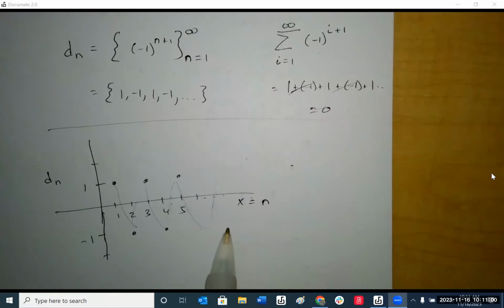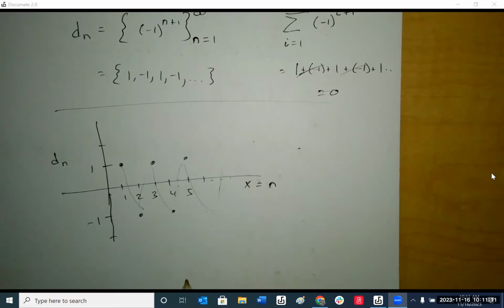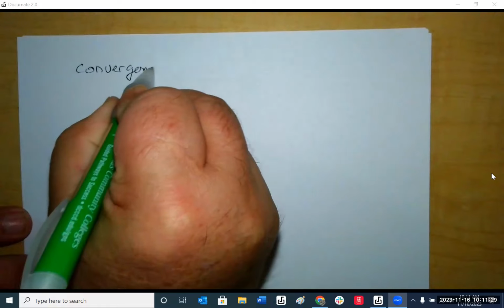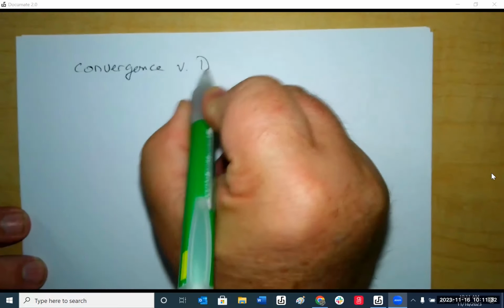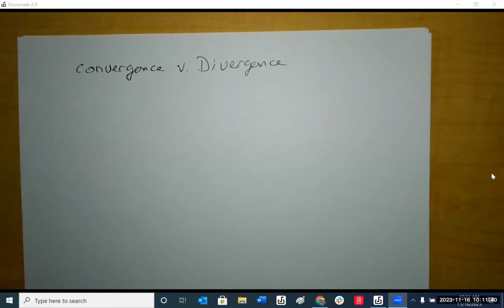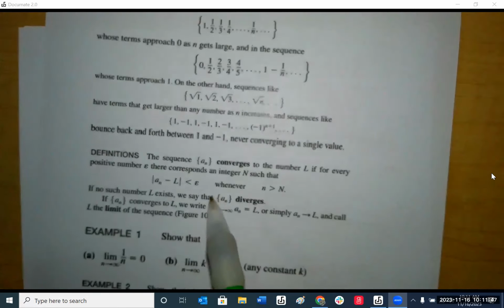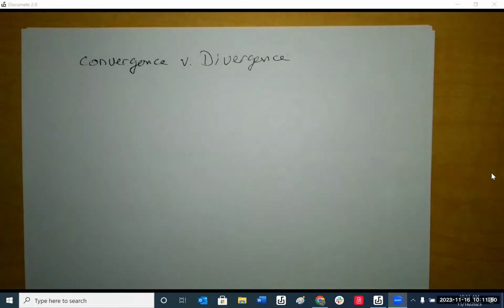These graphs are going to be interesting to us because they tell us whether we are converging or diverging, depending on what's happening with the graph. All right, so that's what we're looking at there. As I said, it tells us whether it's converging or diverging. Now, what's the difference? Let's talk about convergence versus divergence. That is on your example sheet. I even have the definition here. So let's look at what this is really talking about.